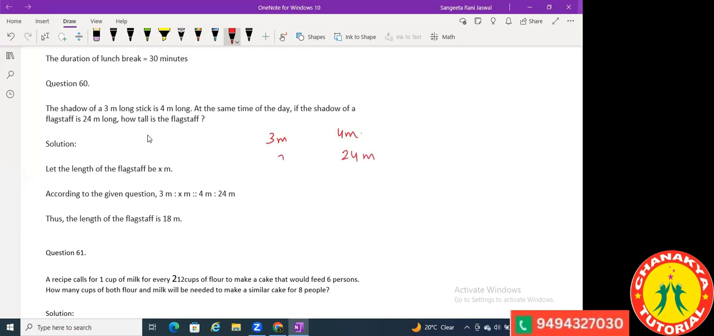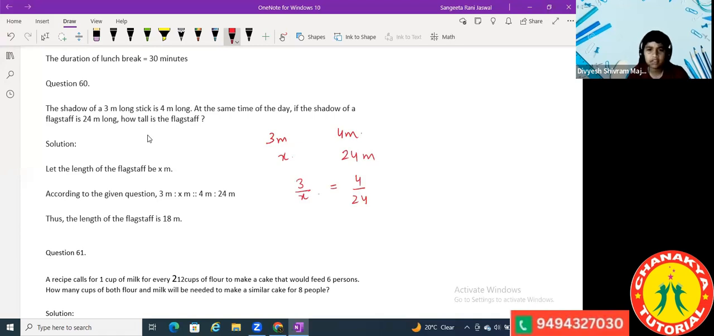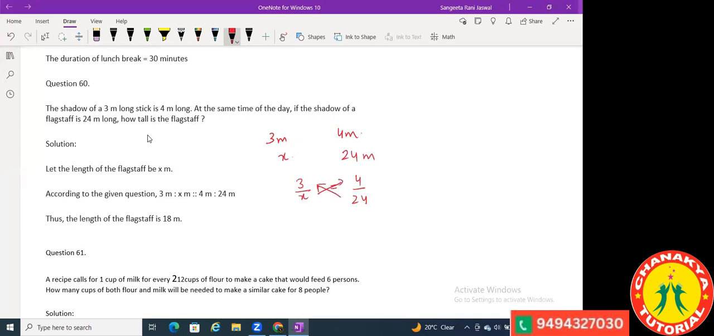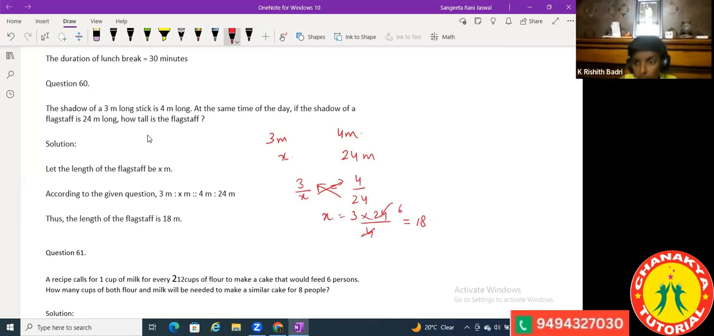So let the flagstaff height be x. We'll take the ratio of the objects and the ratio of their shadows. Please find out. Okay, so that's 3 into 24 by 4. 4 sixes are 24, 6 threes are 18. That's coming 18. Ma'am, I got the same, 18 meters.